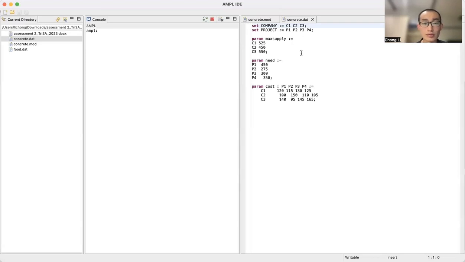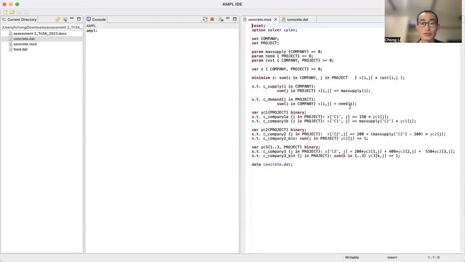Now we look at the code and the model, 5 lines. The first two lines, we set an option determining the solver we use to solve this linear program problem. It has nothing to do with the problem description. Now into the problem.